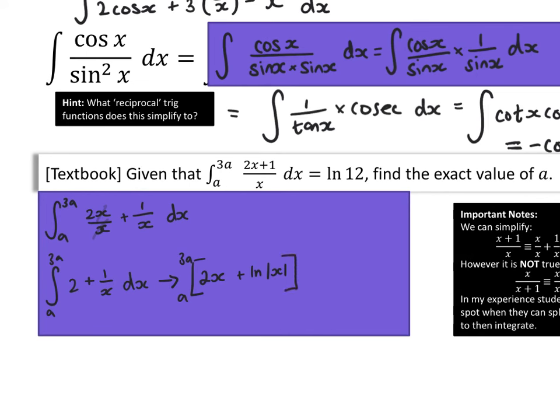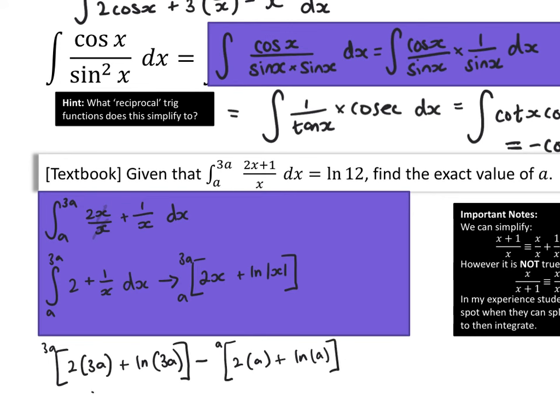Now what I'm going to do is substitute in 3a. So if I have 3a, I'm going to get 2 lots of 3a plus ln of 3a, minus, and then I'm going to substitute in our lower limit, which is a: 2 lots of a plus ln modulus of a. Okay, so then I'm going to get 6a plus ln 3a minus 2a minus ln of a.